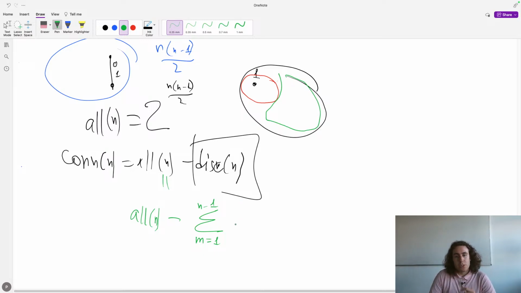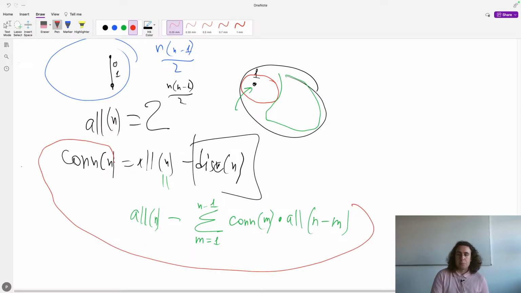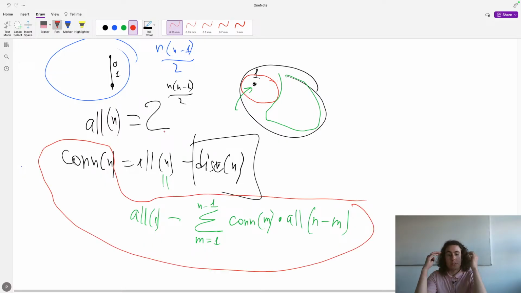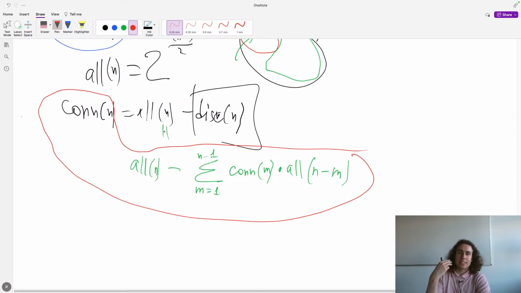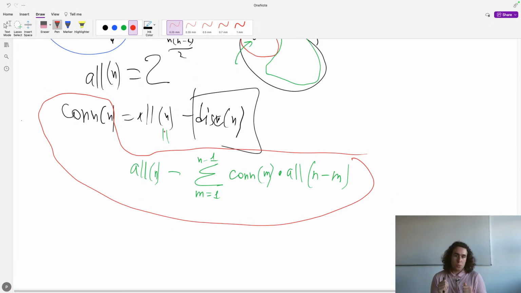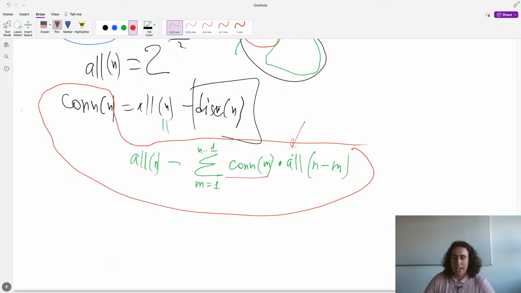We need the number of connected graphs on m vertices, times everything else. But everything else can be any graph, so it's O of n minus m. And this is the formula. The number of connected graphs on n vertices is the number of all graphs minus disconnected ones, which is a sum over the size of the connected component of vertex 1, of how many ways there are to create this connected component, times how many ways there are to create the rest of the graph. Note that this is O, not connected, so it does not necessarily have 2 connected components, it can have more.